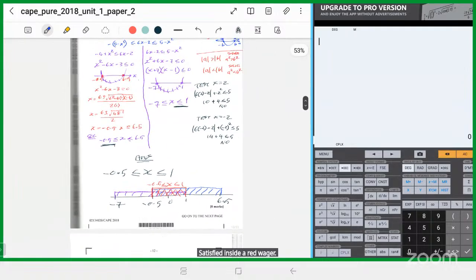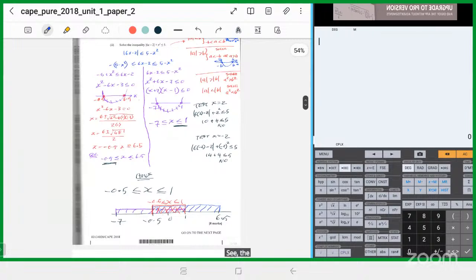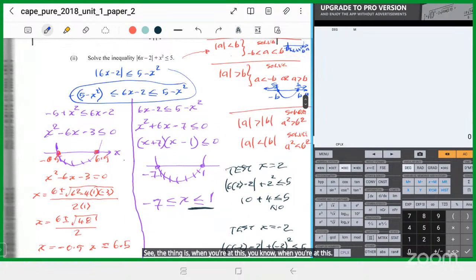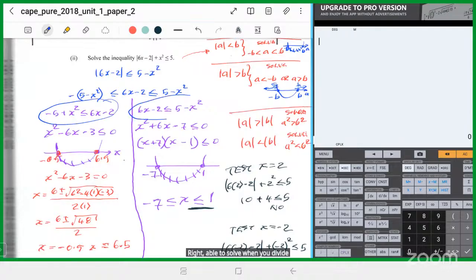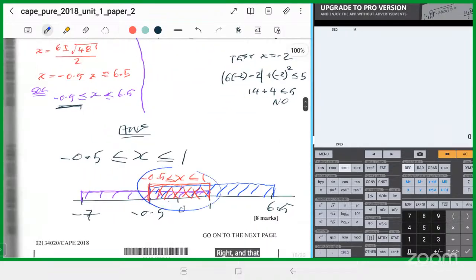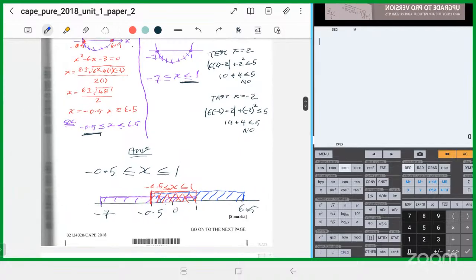Alright, and that's why that is a solution. You see, when you write this, you're ready to solve when you divide it half and half. You want a solution that satisfies both. You want a region that satisfies both, and that's right inside here. So we'll have a look at it that way as well, rather than testing values.